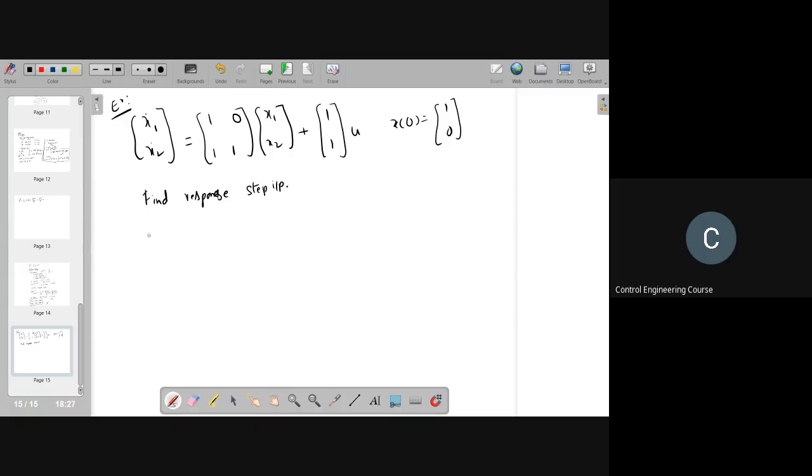The first step: you know that the solution of the system is x of t is equal to e power at x of 0 plus integral 0 to t e power a (t minus tau) b u of tau d tau, where e power at is the inverse Laplace transform of (sI minus A) inverse. So the first step is we have to compute e power at.